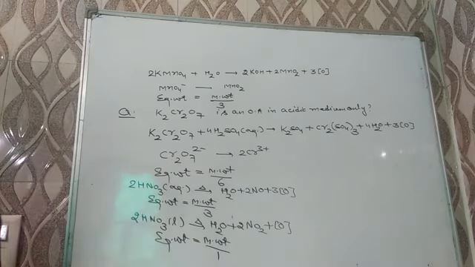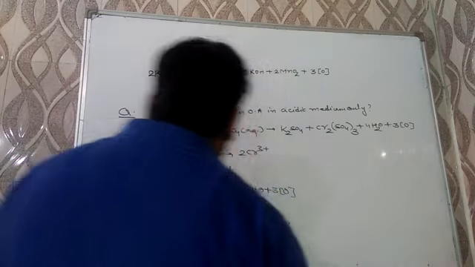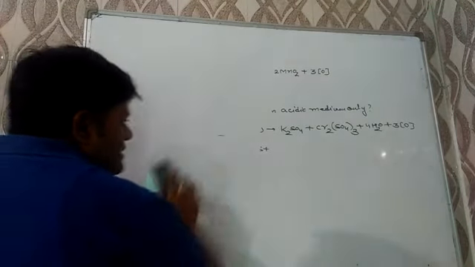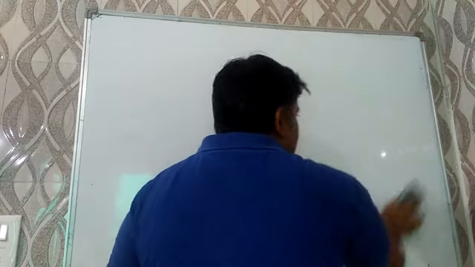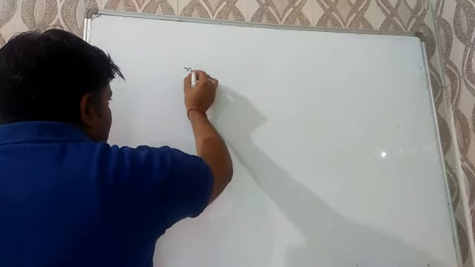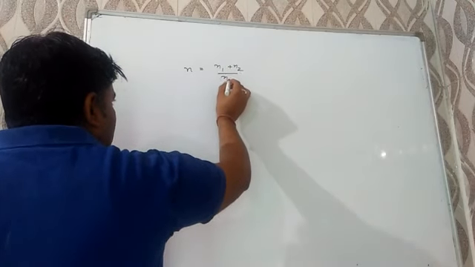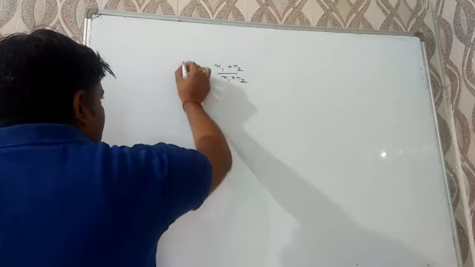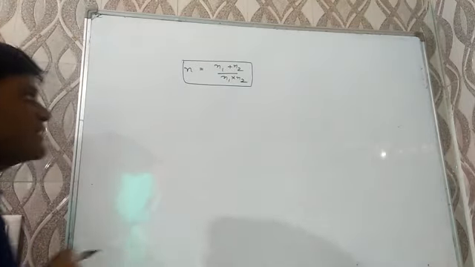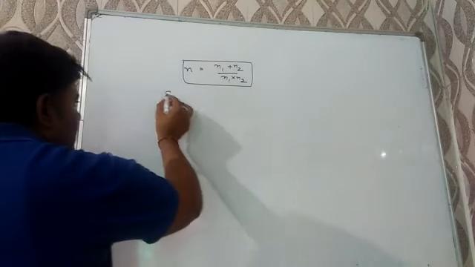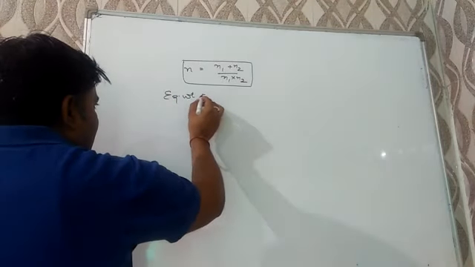And the last N factor is for the disproportionation reaction. Disproportionation reactions are those reactions in which the same element is oxidized as well as reduced. Hence, here N factor will be equal to N1 plus N2 over N1 into N2, where N1 and N2 are the increase and decrease of oxidation number. From this we can find out the N factor. So equivalent weight will be equal to molecular weight over N factor.